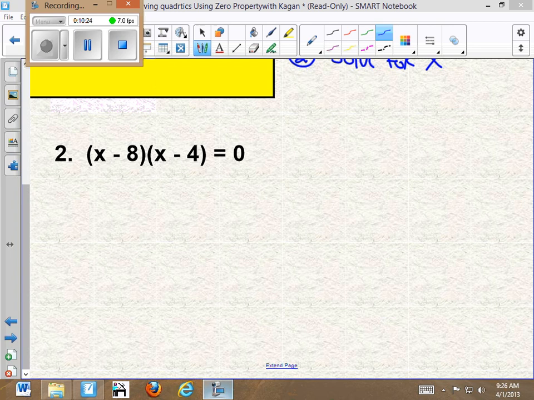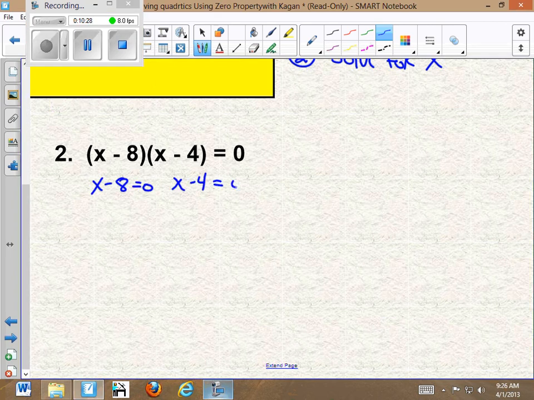Okay, so we get x minus 8 equals 0. X minus 4 equals 0. We add 8 to both sides to get x equals 8. We add 4 to both sides to get x equals 4. We're done. It's that simple.